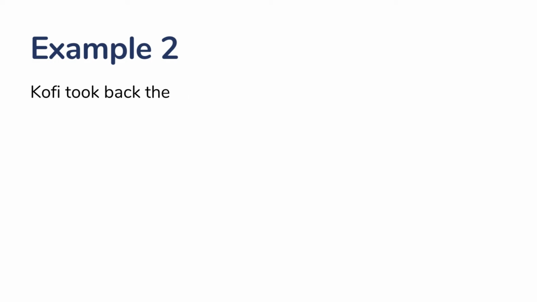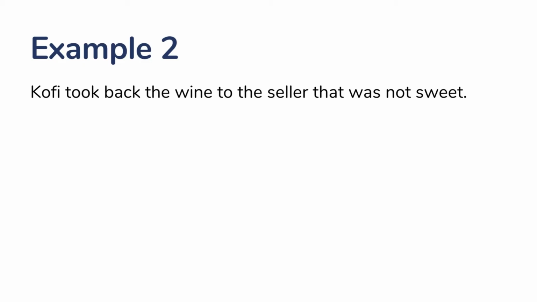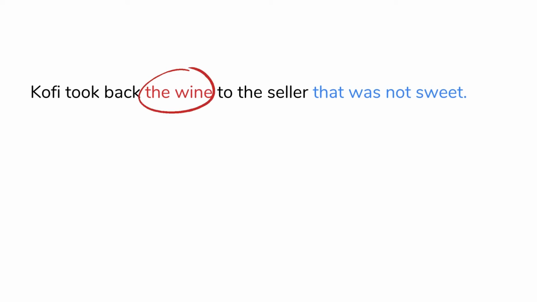Example 2. Kofi took back the wine to the cellar that was not sweet. In this sentence, that was not sweet was identified as the modifier and is seeking to modify cellar in this sentence. Again, the intention of the speaker is to give more description about the wine. Therefore, it is important to bring the clause that was not sweet close to the word wine. So the sentence is rewritten as Kofi took back the wine that was not sweet to the cellar.